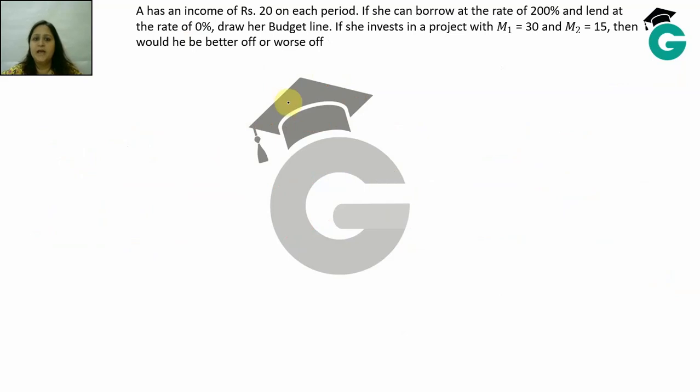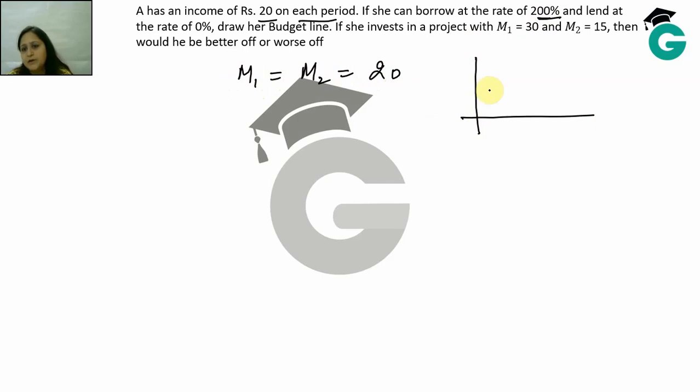Question number 2. A has an income of ₹20 in each period. If she can borrow at the rate of 200% and lend at the rate of 0%, draw her budget line. So A's income is M1 is equal to M2 is equal to 20. If she can borrow at the rate of 200% and lend at the rate of 0%, if I want to make her budget line, I have this endowment, I cannot lend, I can borrow.